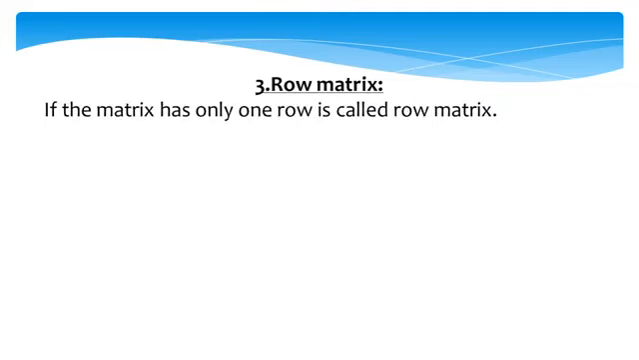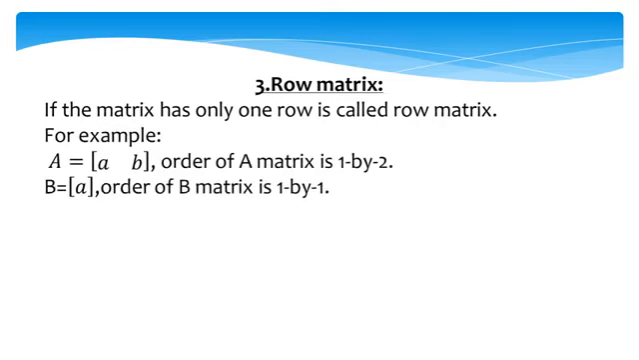Row matrix. If the matrix has only one row, it is called a row matrix. For example, matrix AB, whose order is 1 by 2, in which there is 1 row and 2 columns.